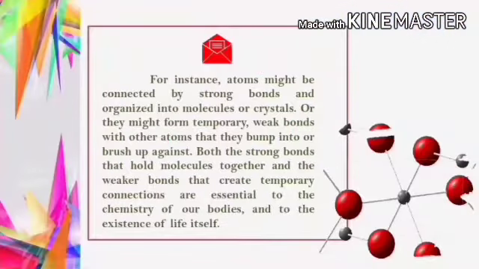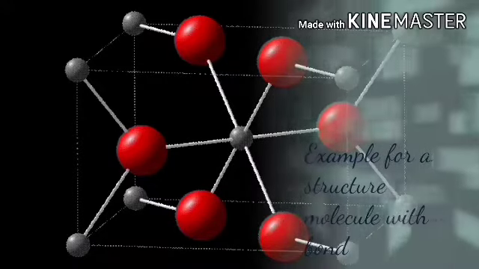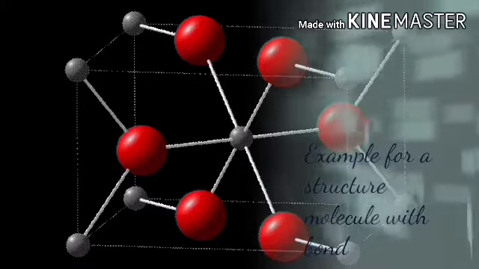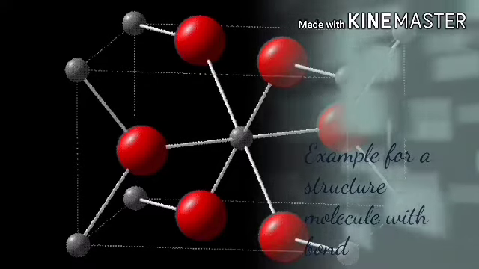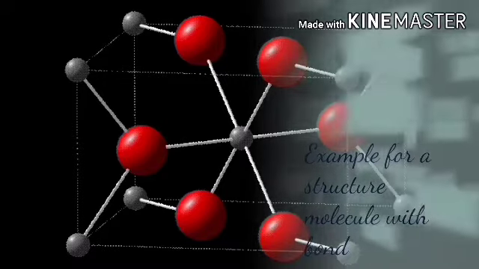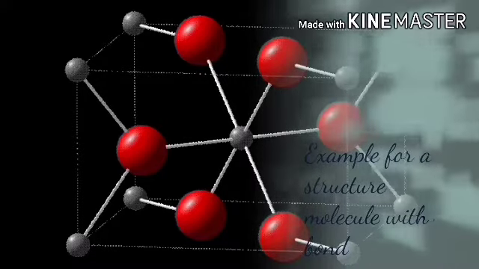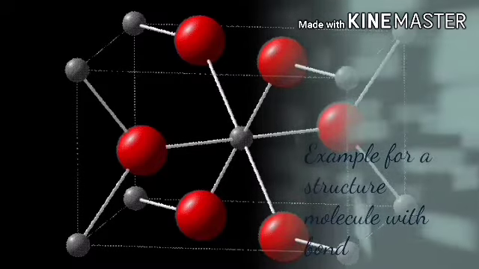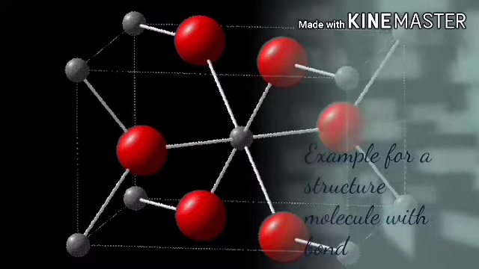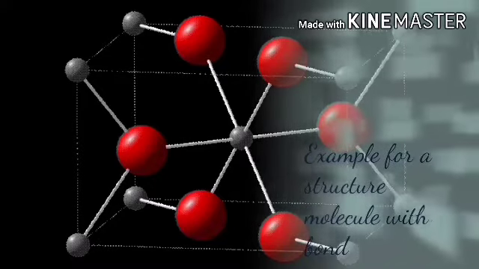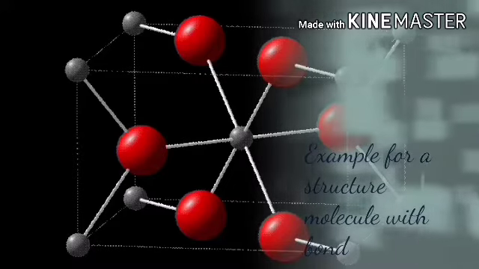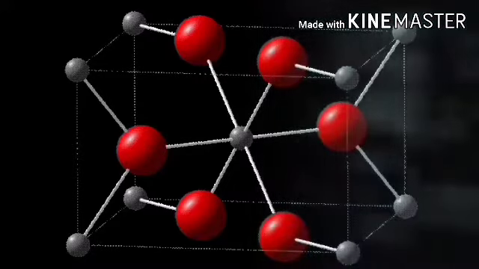For instance, atoms might be connected by strong bonds and organized into molecules or crystals, or they might form temporary weak bonds with other atoms that they bump into or brush up against. Both the strong bonds that hold molecules together and the weaker bonds that create temporary connections are essential to the chemistry of our bodies and to the existence of life itself.